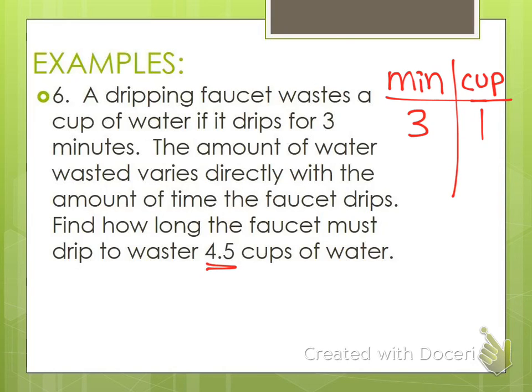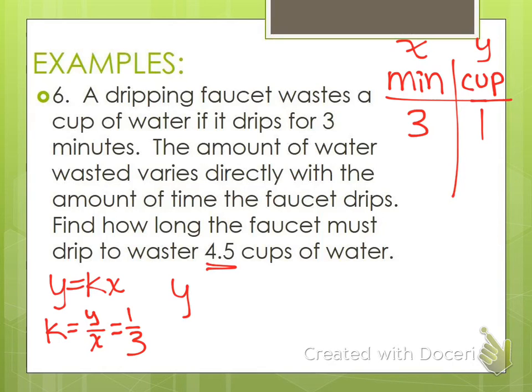Okay, in 3 minutes we waste 1 cup. And we're told that it varies directly. Okay. So if we think about this as our x and this is our y, how do we find k? Do we remember that from the beginning of this lesson? Oh, 1 over 3. Y over x, good. So in this case, if I know y is equal to kx, y varies directly with x, then I can find my k by taking y over x. 1 over 3. So my k is 1 over 3. So y is equal to 1/3 x. I can work with this equation.